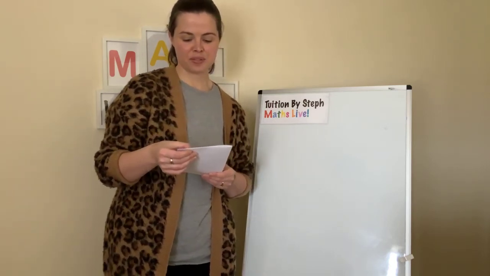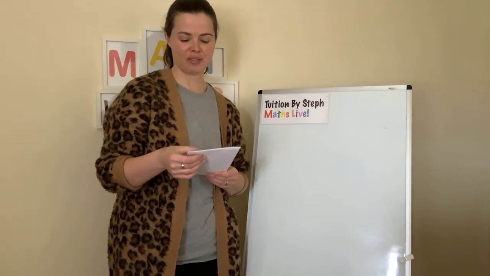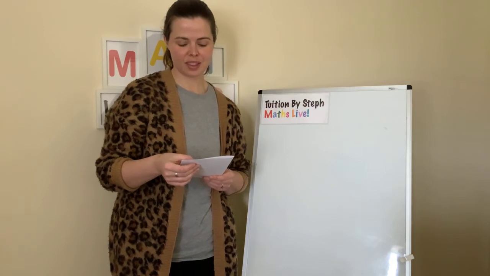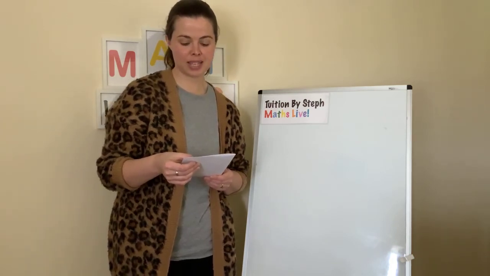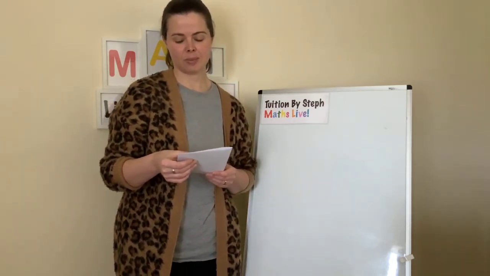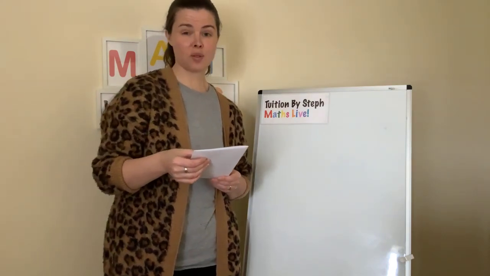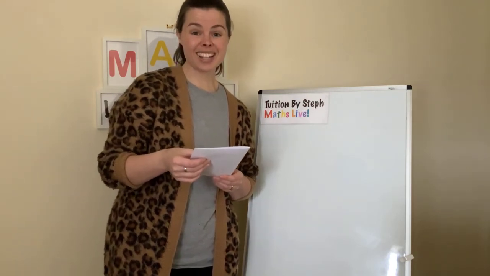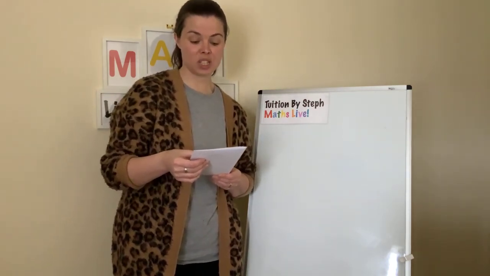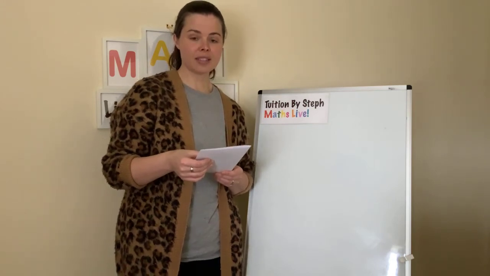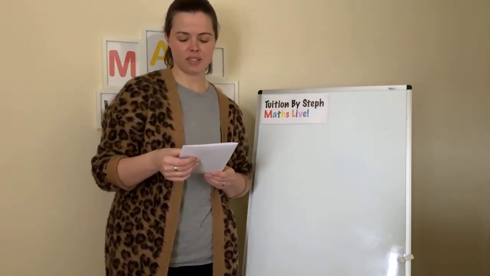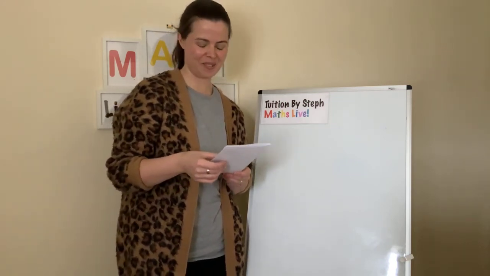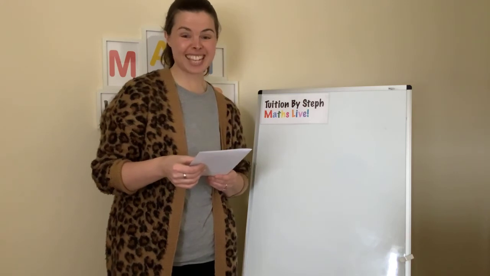Right, for the next one, 5 times 5 is 25. 5 times 8 is 40. 5 times 6 is 30. 5 times 4 is 20. 5 times 9 is 45. 5 times 7 is 35. 5 times 1 is 5. Know that one. 5 times 12 is 60.